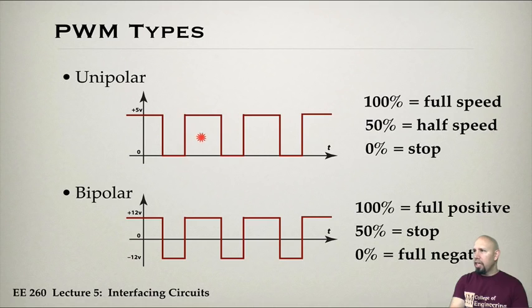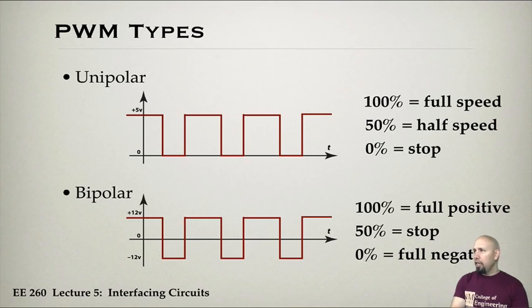Now, unipolar is used if you only need to go in one direction. If you have a motor and you're only concerned about the speed in, let's say, the clockwise direction, and you don't need to worry about it turning around and going back the other direction, then you can use a unipolar pulse width modulation. The bipolar is used if you want to go in two directions.